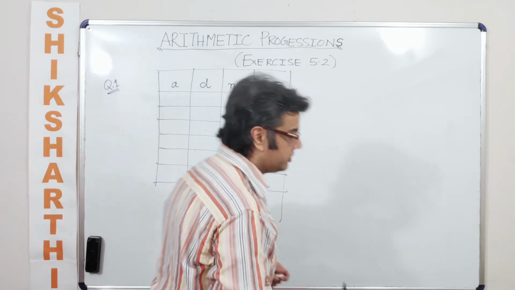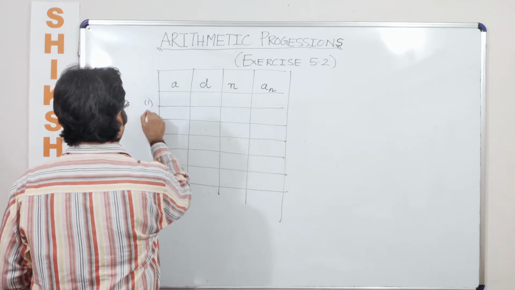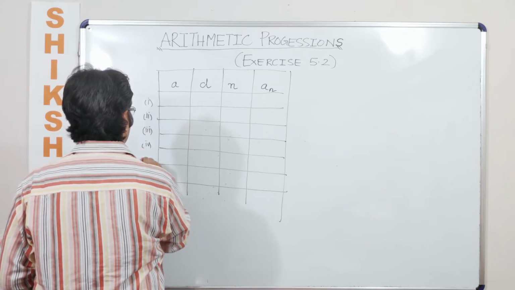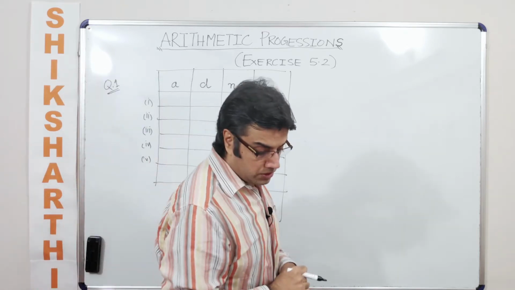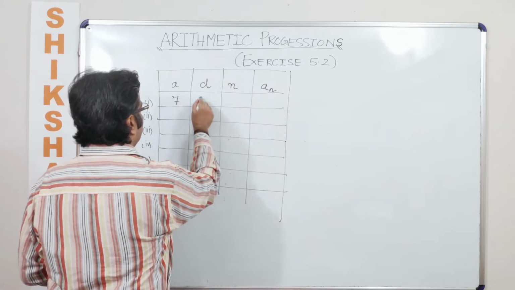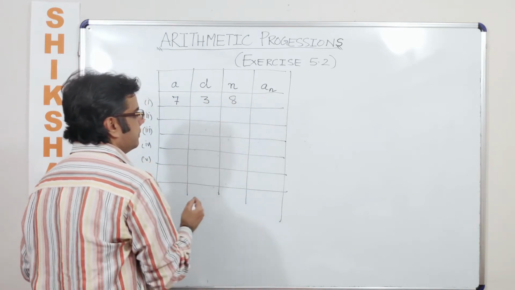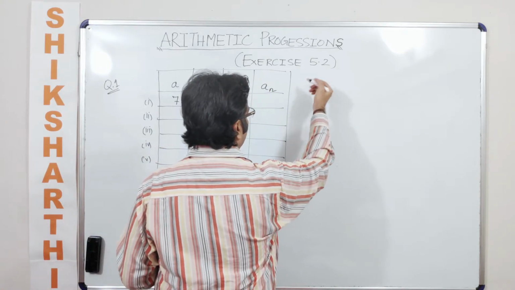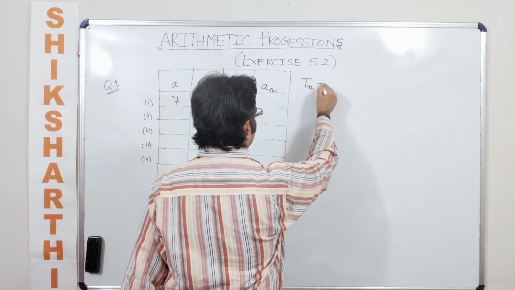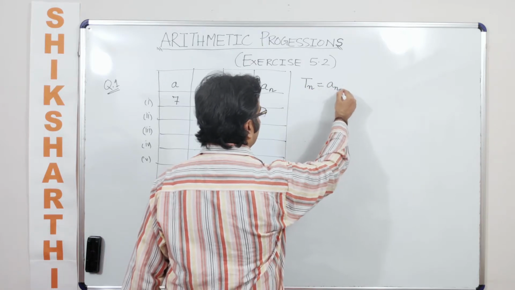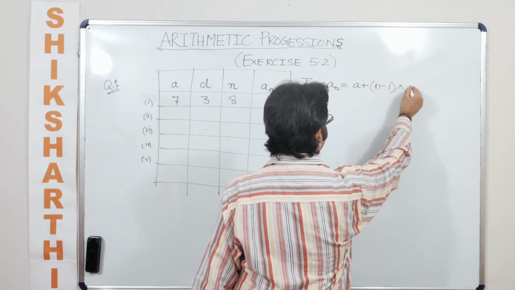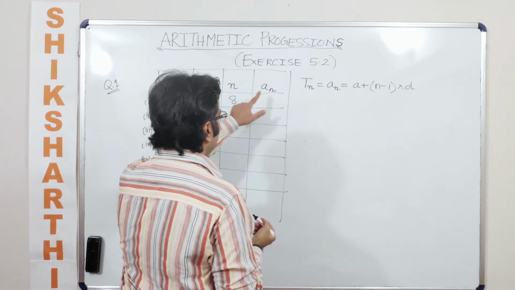Now, how many parts does the question have? It has 5 parts. So we will just see the first question first, which says these values are given to you as 7, 3, 8, and you have to find out the nth term. So now we know that if you have already seen my videos, you know that the nth term, either I represent it like Tn, here they have represented it as an, and we know that this is nothing but a plus n minus 1 into d. So we just need to substitute these values here.